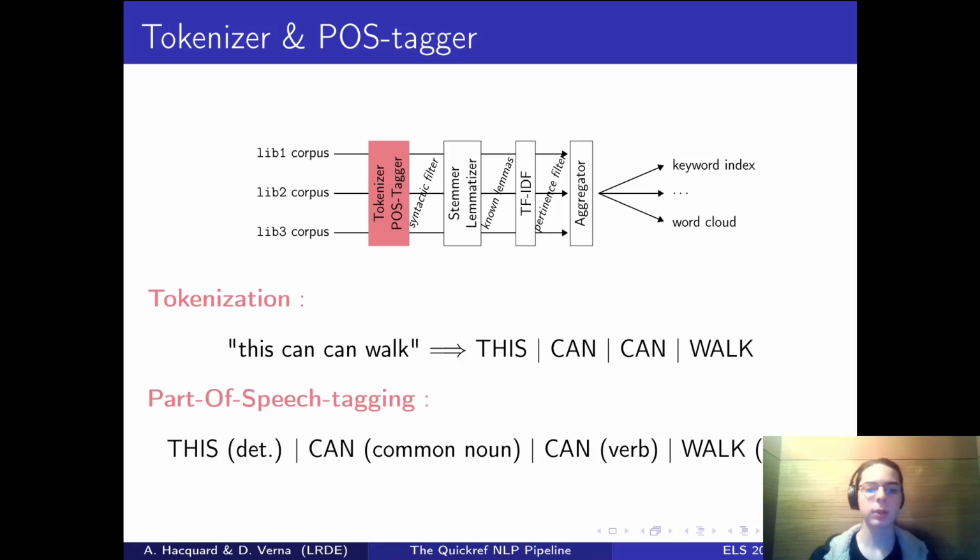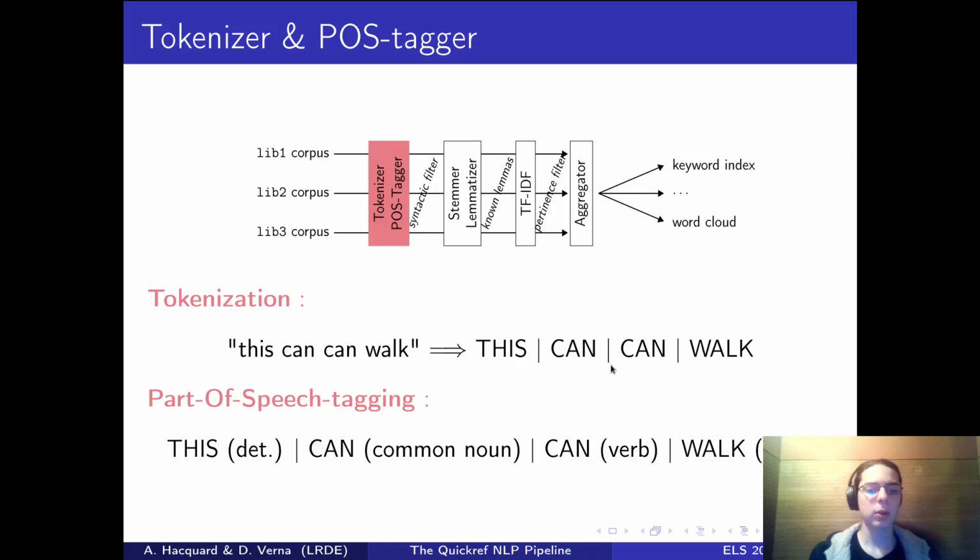The process of tokenization is the process of cutting a text into chunks, which can be words but not necessarily. So in this example, "this can work", we can cut this text into 3 tokens: this, can, and work.